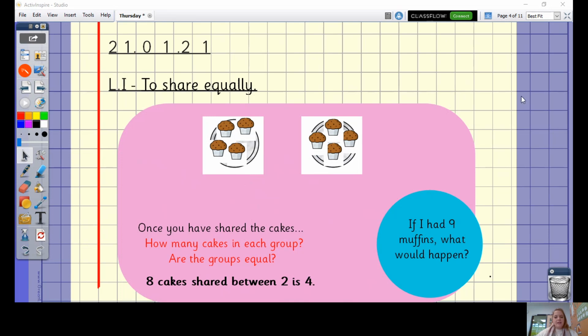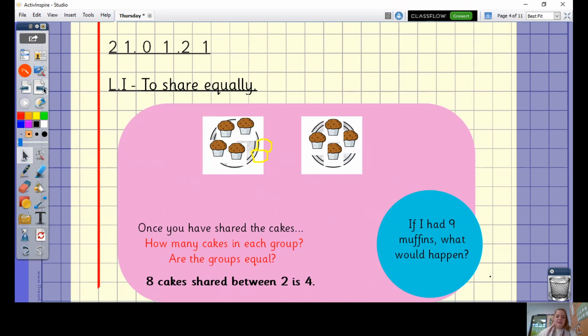Okay, but let's have a think about this now then. So what about if I had 9 muffins? What would happen then? So if I added 1 more muffin, would my groups still be equal? So if I draw another muffin here, I'll draw it in this group here. Okay, there's my muffin. I've got now 5 muffins here, but I've only got 4 muffins here. So my groups are not equal. They don't have the same number of objects in them anymore.